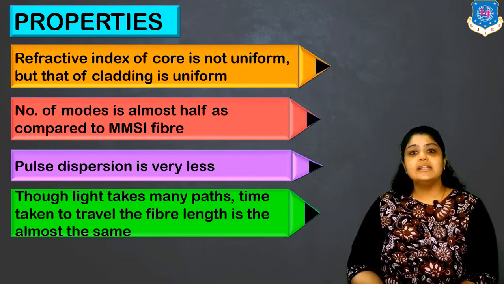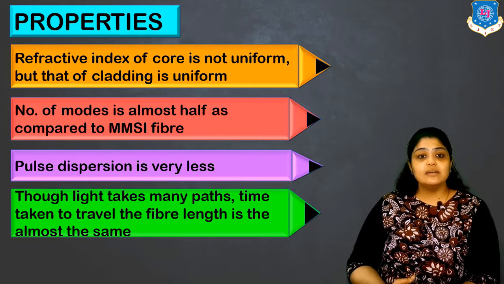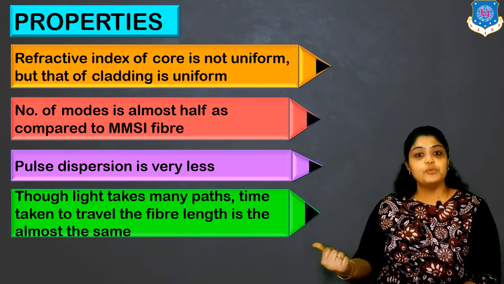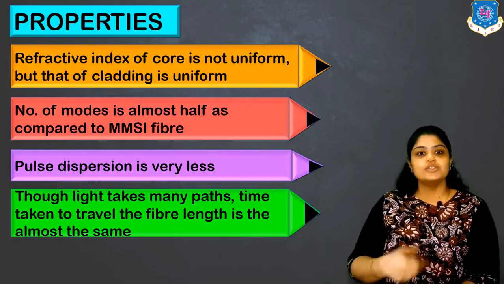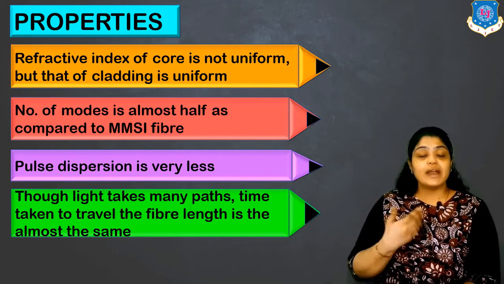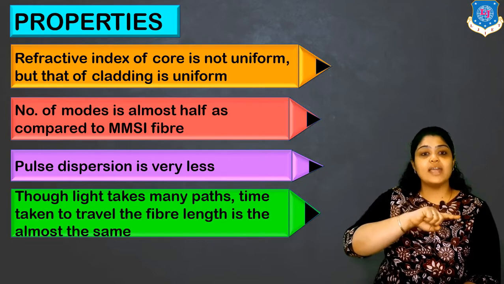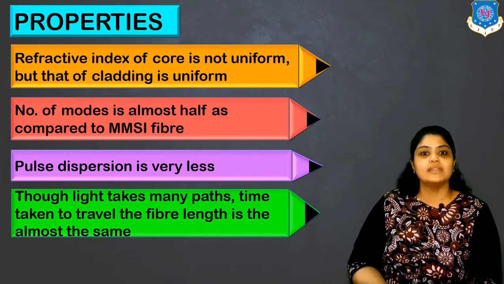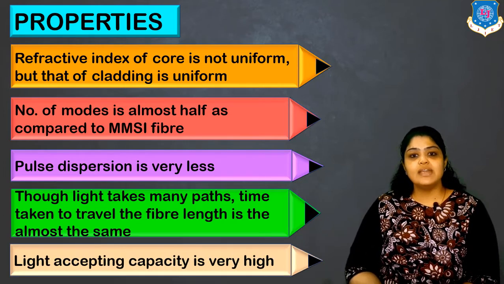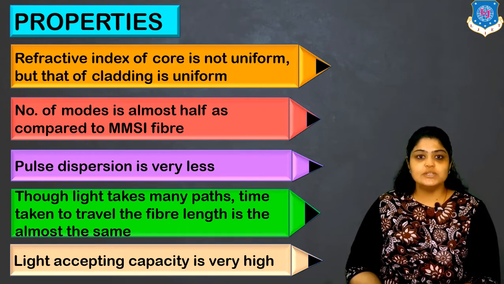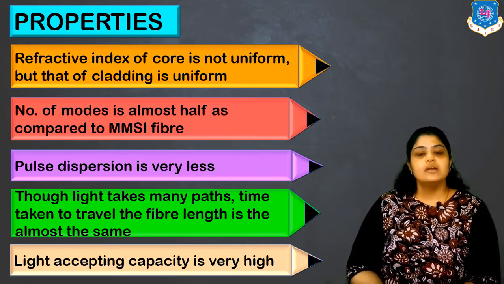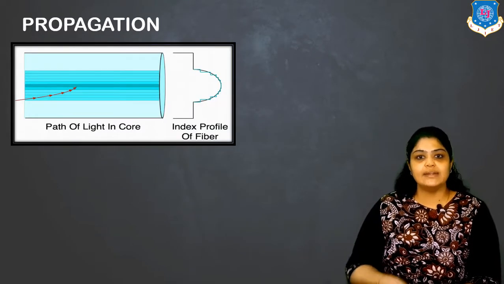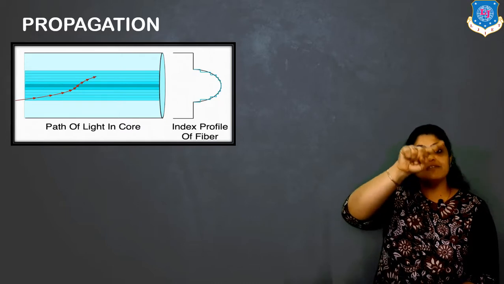So this type of a fiber, due to the non-uniform core, actually gives us less pulse dispersion. Then we have light takes many paths, but all the content travels through the fiber and reaches at the output end at the same time due to the variation of refractive indices. Why? Because your ray won't travel straight. It will bend, and then it will come out at the other end. And lastly, we have light accepting capacity is also high because it is multimode. Now let's have a look at the propagation of such type of a cable. You can see the path of light. It's a curve, like a curvature.